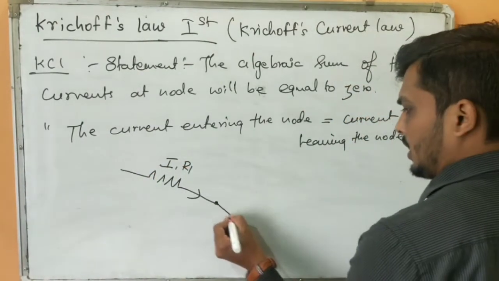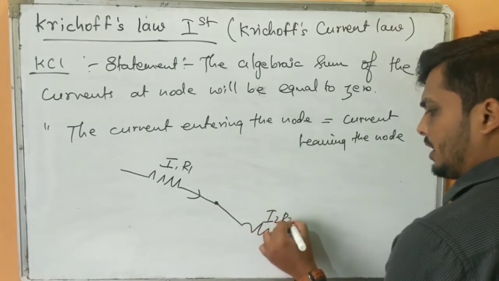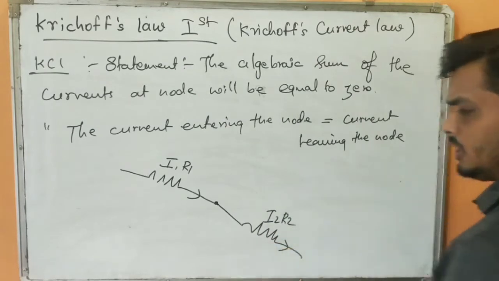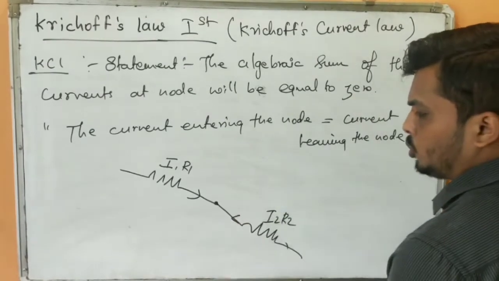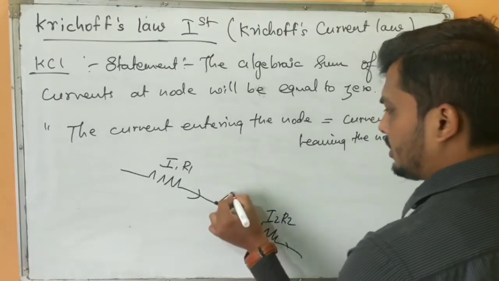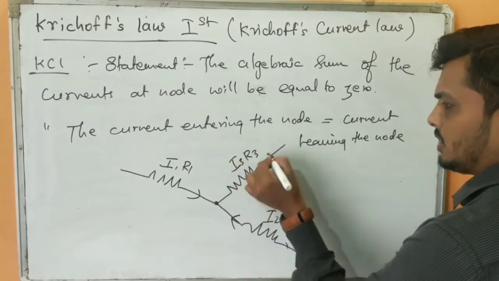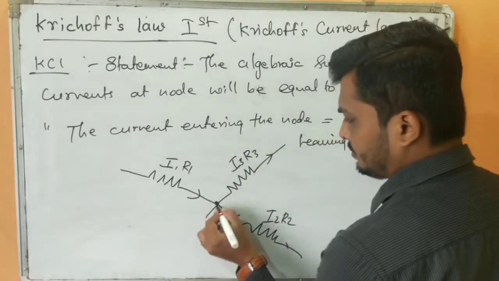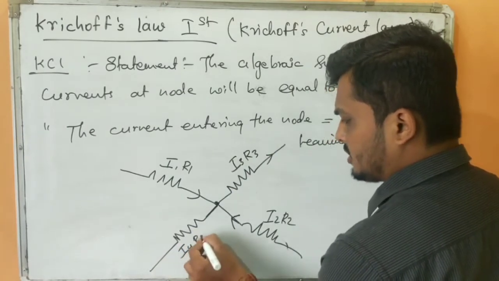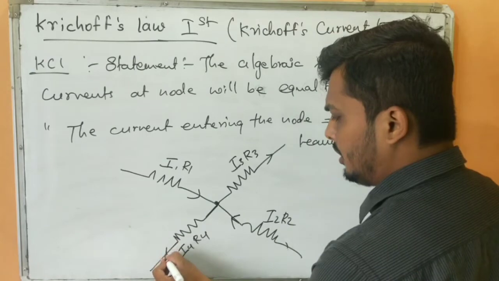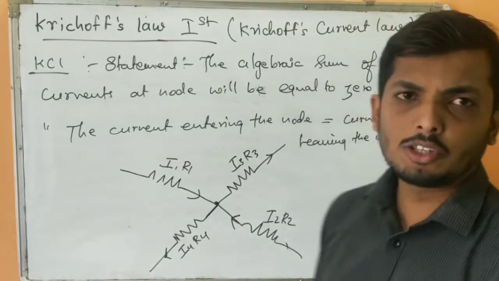there is one more conductor carrying current I2, having resistance R2, which is entering the node. We should go as per sign conventions, and I'll tell you what the sign conventions are. One more conductor I3, having resistance R3, is leaving the node, and one more conductor I4, having resistance R4, is leaving the node. Now please look carefully here and try to apply Kirchhoff's current law.